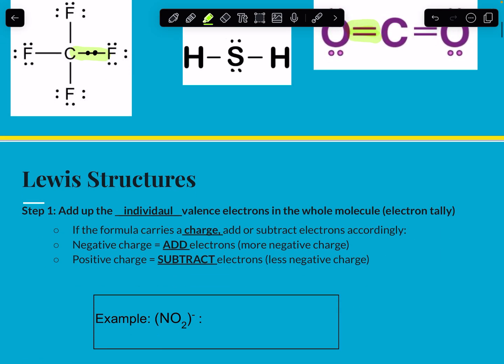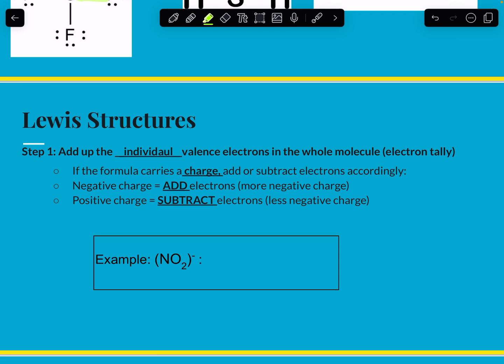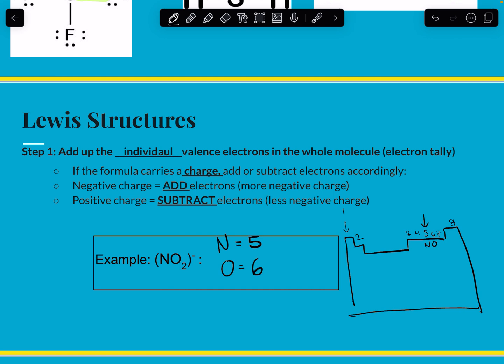Okay, so let's go through the steps here. First step is we need to know how many valence electrons everyone is coming with, because those are the ones involved in the bonding. If we look here at our example, we have nitrogen and oxygen. We need to find how many valence electrons they both have. On the periodic table, here's a rough one for us, I find nitrogen, which is about here, and you count the column. So everything here has 1 valence, 2, 3, 4, 5, 6, 7, 8. And so nitrogen has 5 valence electrons. Oxygen is right next to it, and so it comes with 6 valence electrons.